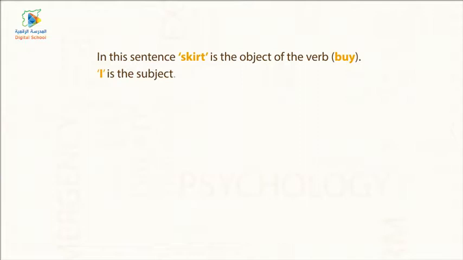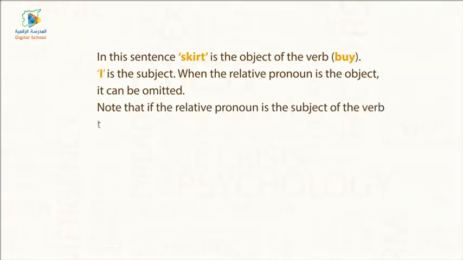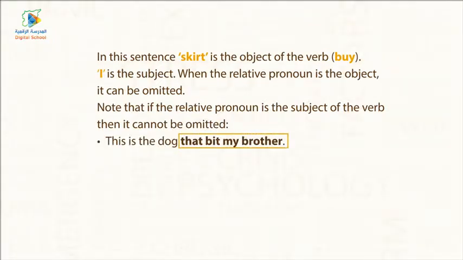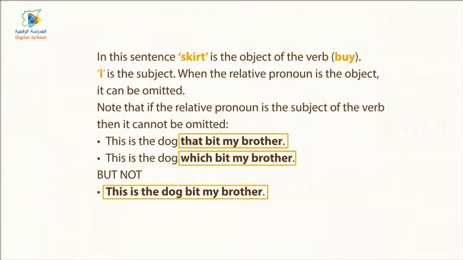In this sentence, skirt is the object of the verb buy. I is the subject. When the relative pronoun is the object, it can be omitted. Know that if the relative pronoun is the subject of the verb, then it cannot be omitted. This is the dog that bit my brother. This is the dog which bit my brother, but not this is the dog bit my brother.